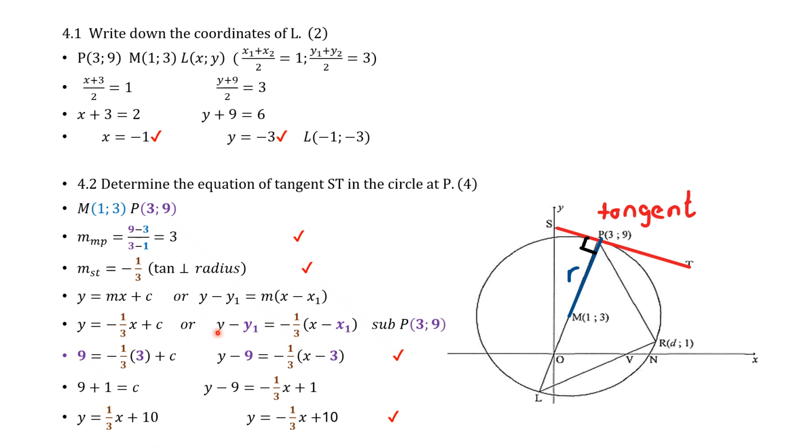Or on the other side, y minus y1. So y1 would be 9, x1 would be 3. Negative 1 over 3 x times that would give me negative 1 over 3 x. Negative 3 times negative 1 over 3 gives me plus 1. There, if I bring minus 9 over, 1 plus 9 would then give me 10. So 1 mark there for correct substitution and 1 mark for the final answer. So hope you follow and understand so far. Let's go to the next problems.